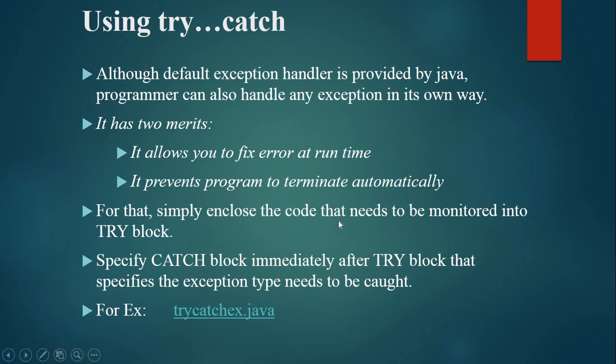For that, simply enclose the code that needs to be monitored into a try block. Meaning if we have suspicious code in which some error or exception can happen, we will put that code into the try block. Specify a catch block immediately after the try block, which specifies the exception type to be caught. If we have some doubt that this error can happen, it will be caught in our catch block. We will understand this by an example.